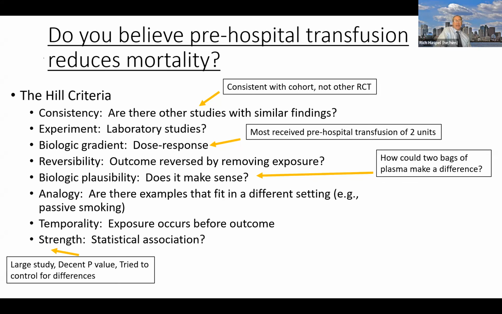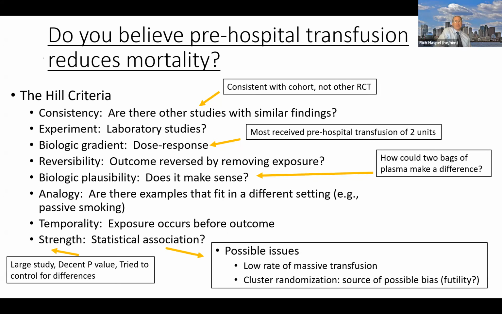It was a large study. They had a decent p-value, and they did try to control for differences. But again, a key issue here is the cluster randomization. It is not really a blinded trial, and we have that issue of futility again. It was easier to enroll someone. You knew up front which group you were in, and also it was easier to enroll if you didn't have to give plasma. So it was easier to enroll potentially sicker patients. While if I was giving plasma, I can just say, I'm not even going to bother entering them in the study because I don't want to waste the plasma. Okay, so a couple of red flags there.